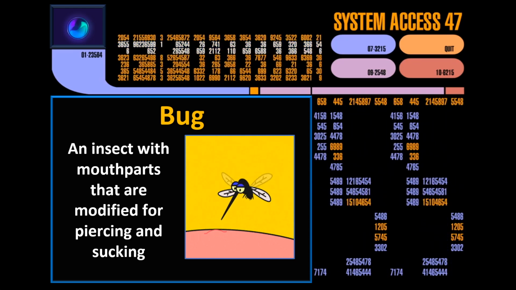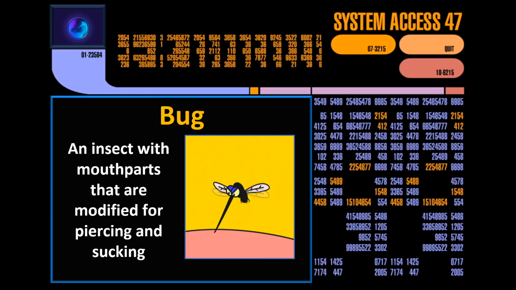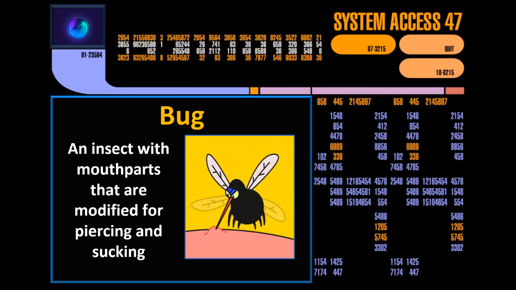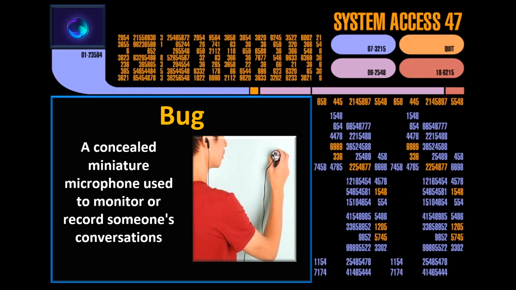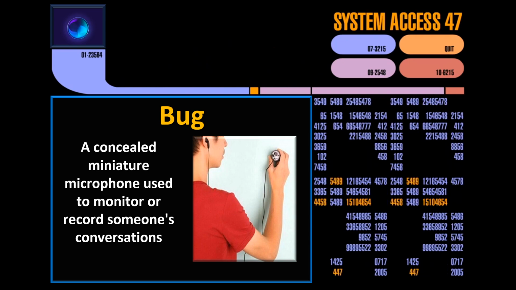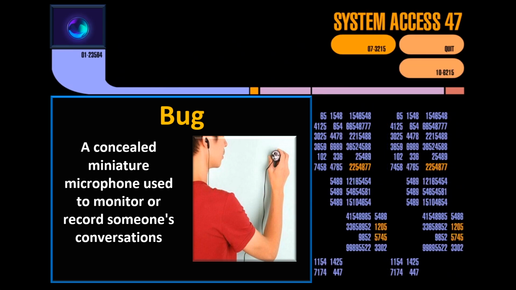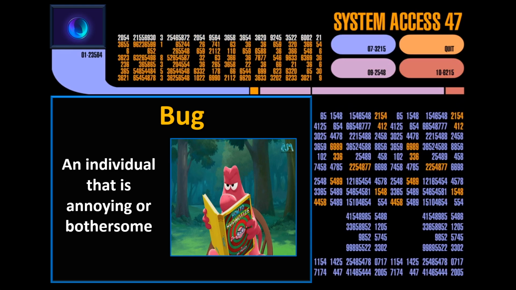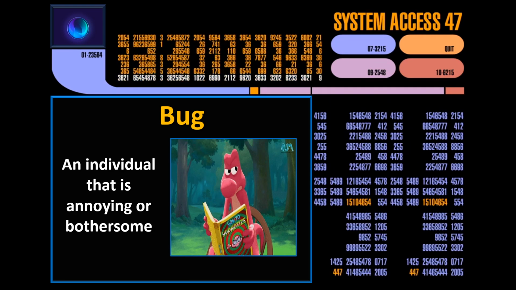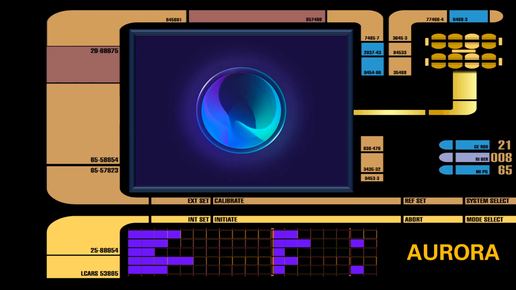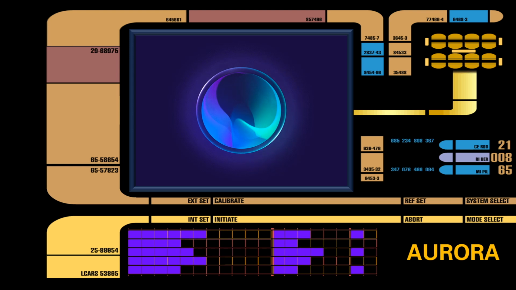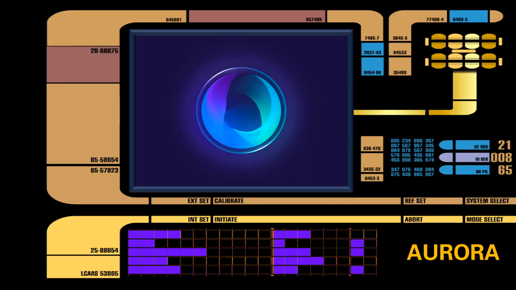A bug is an insect distinguished by having mouthparts that are modified for piercing and sucking. A bug can also be a concealed miniature microphone used to monitor or record someone's conversations, or an individual that is annoying or bothersome. I am confused. I do not see how any of these definitions could be applied to the present problem with the Mars Rover. No, Aurora. Engineer Ross was using the term bug as it relates to the Mars Rover's computer program. Processing.